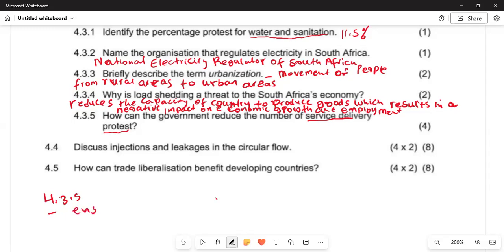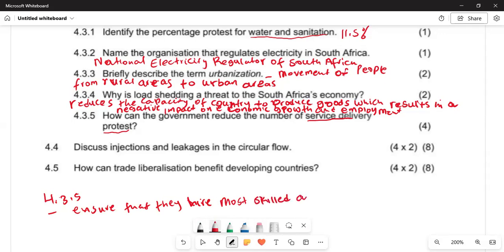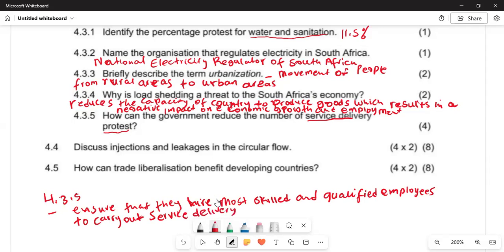Ensure that they hire more skilled and qualified employees to carry out service delivery.